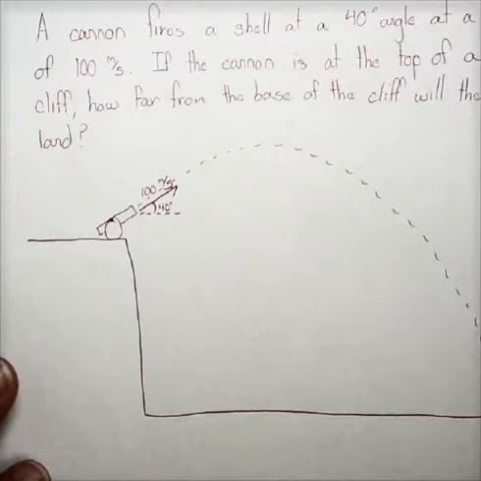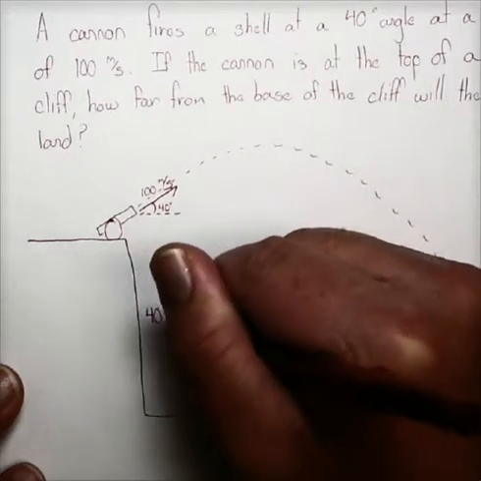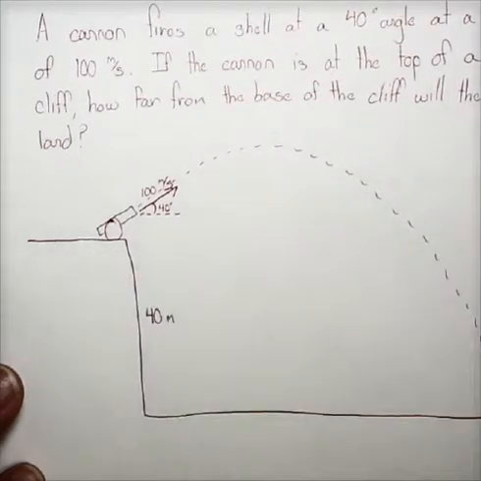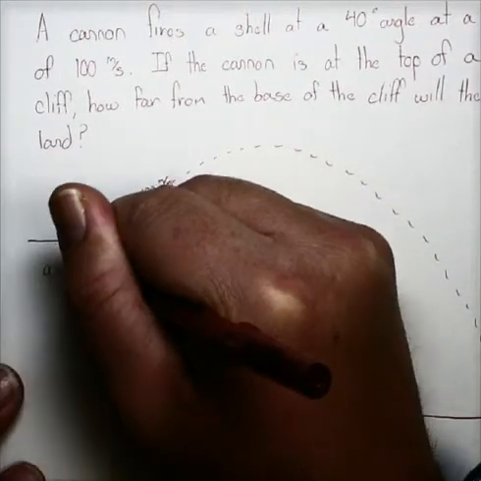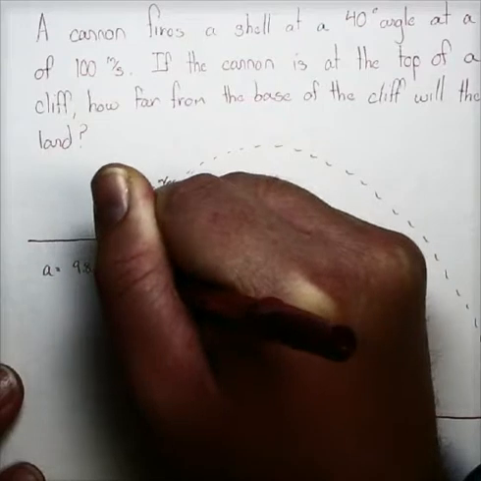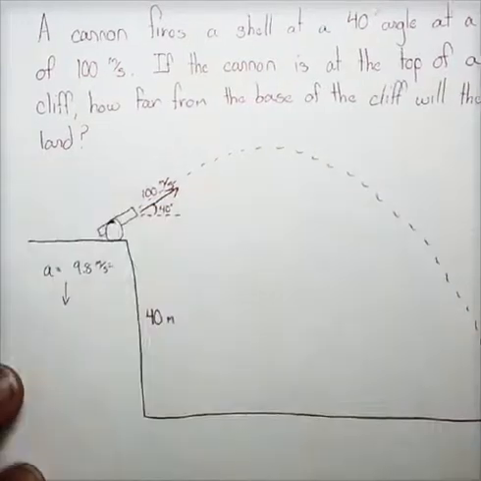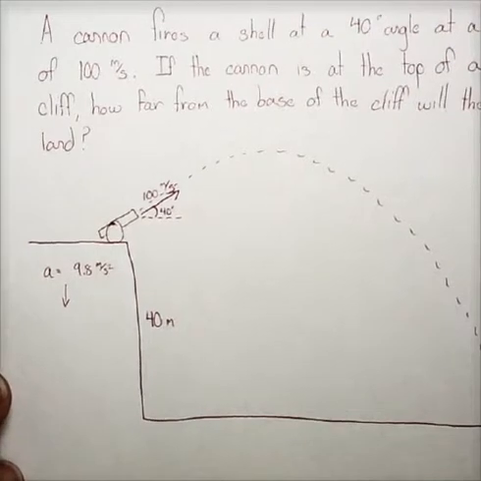Other information that we know: the cliff is 40 meters, and we also know the acceleration due to gravity will be 9.8 meters per second squared, and that will be downward. And other than that, we are not given any information past that.